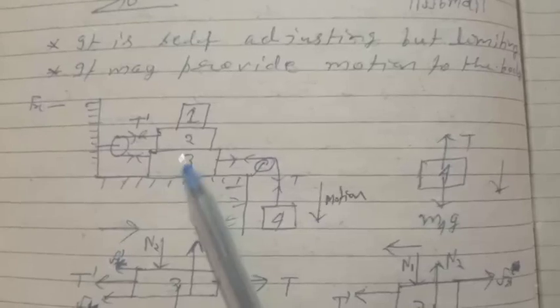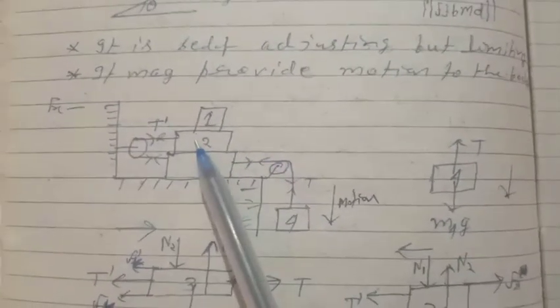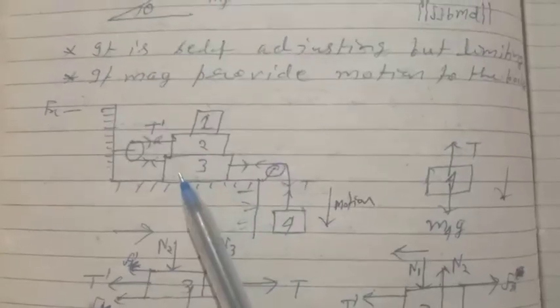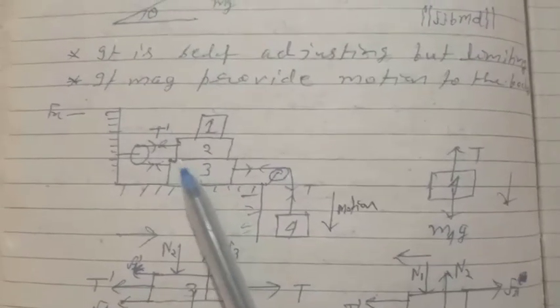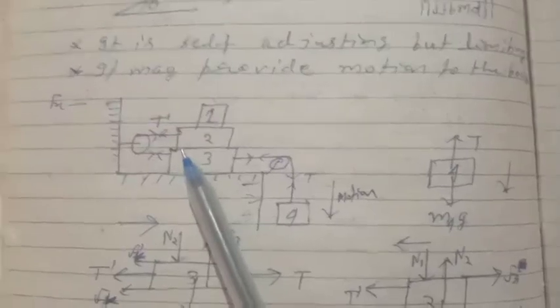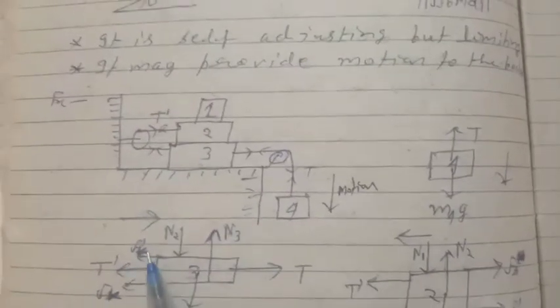Because this body is moving in this direction with respect to this body, in this surface the friction force will work in this direction. So this is the situation. There may be a different situation.